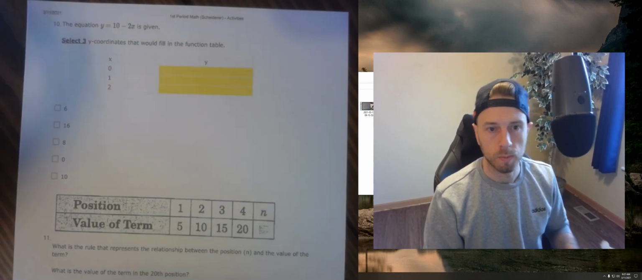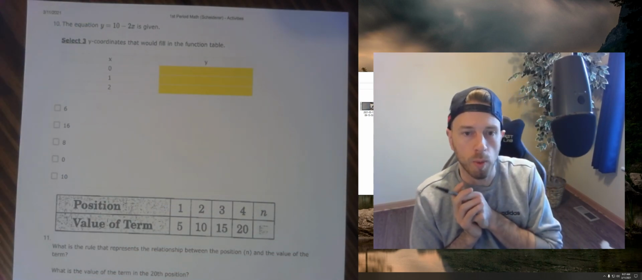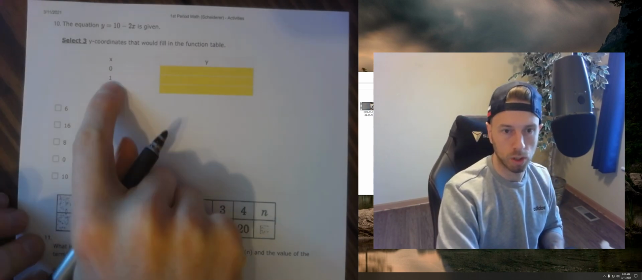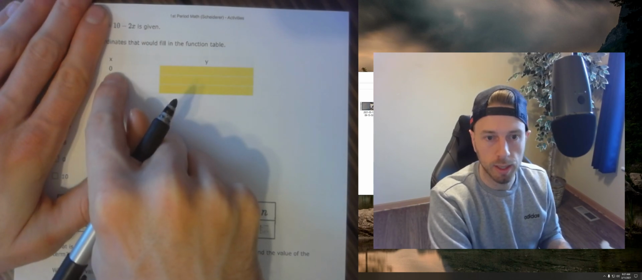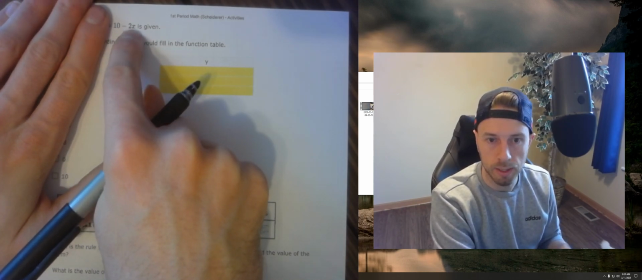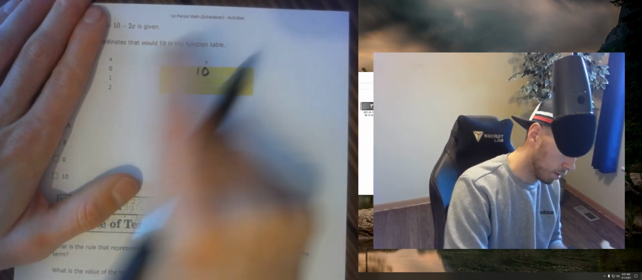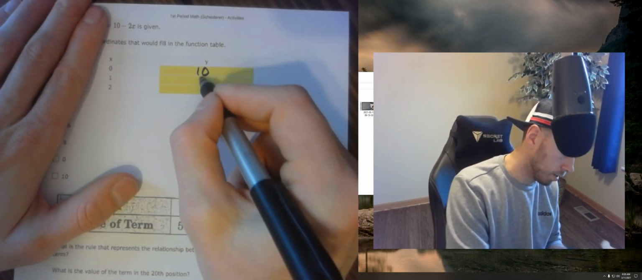Number 10, the equation y equals 10 minus 2x is given. Select 3 y coordinates that would fill in the function table. So if the rule is right here to do 10 minus 2x, I just plug 0 in there. And 2 times 0 would be 0, and 10 minus 0 is 10. This next one would be a 1, so that would just be 2. 10 minus 2 is 8.